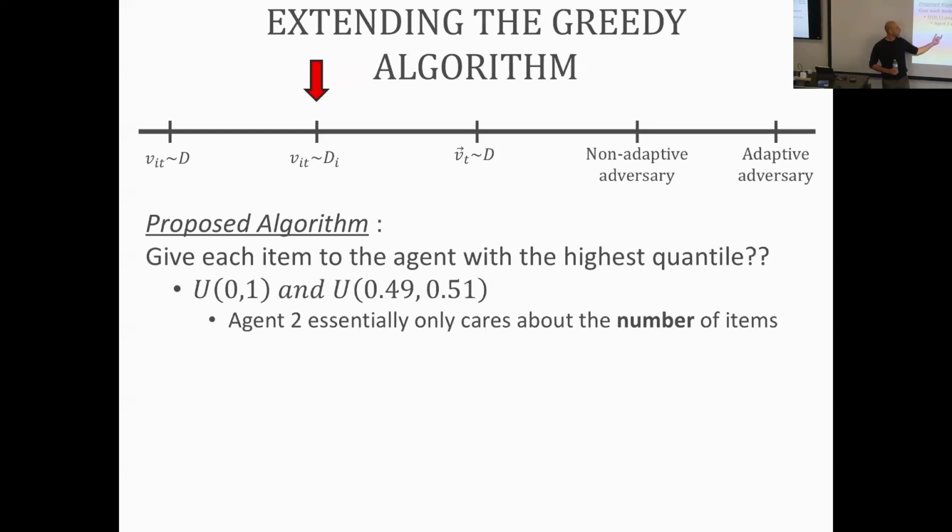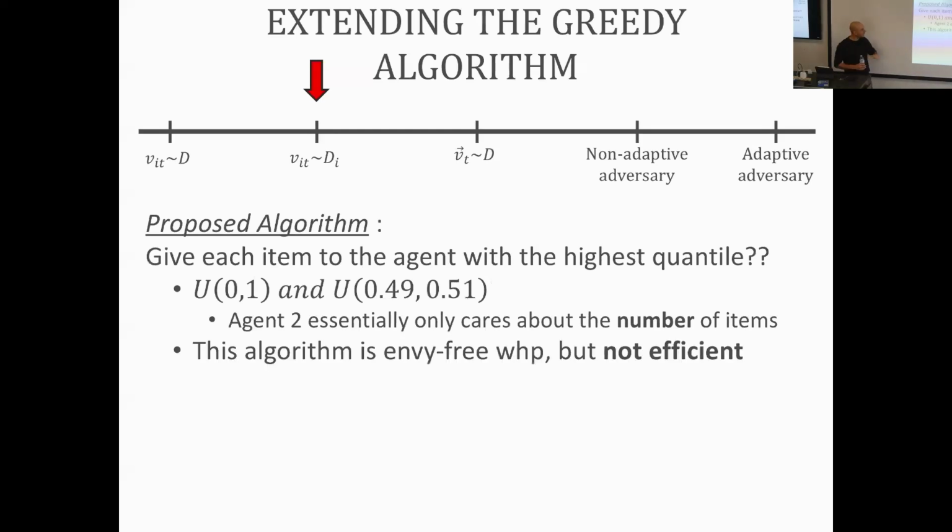The problem here is that agent 2 only cares about how many items it got. So this would be NV-free with high probability, but not efficient. It's very likely that I win some items for which my quantile was low, and you lose some items for which your quantile was high. So there's going to be some trade that we're happy with. If I'm agent 1, I prefer 1 high value to 2 low values, but you always prefer 2 to 1. So there's going to be, with high probability, some trade that can improve both of us.